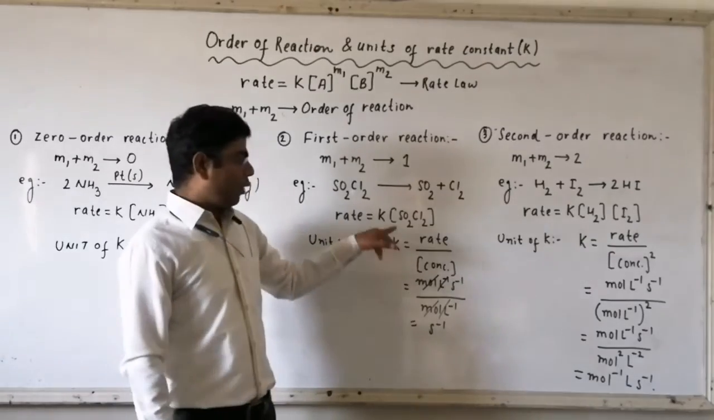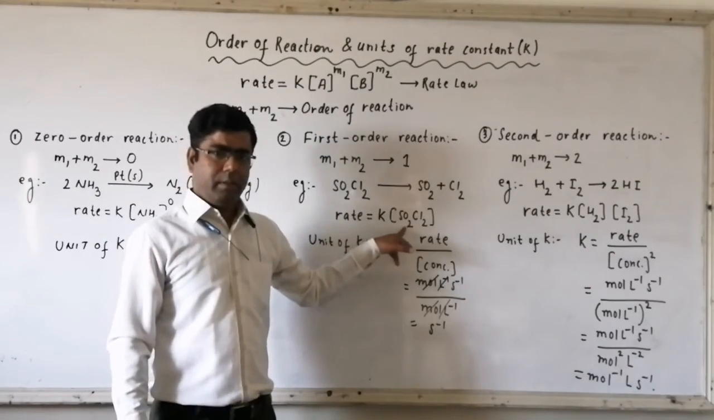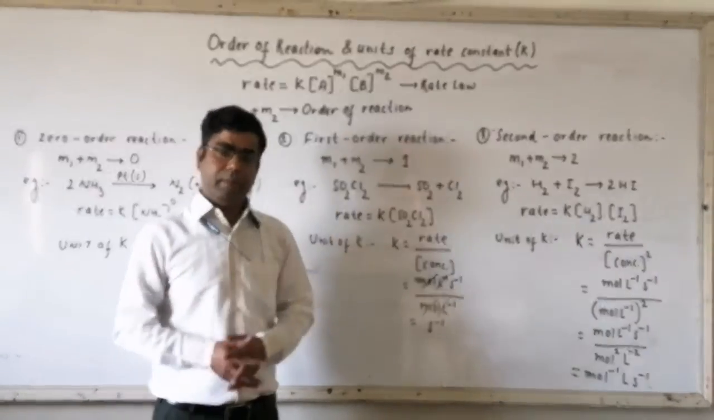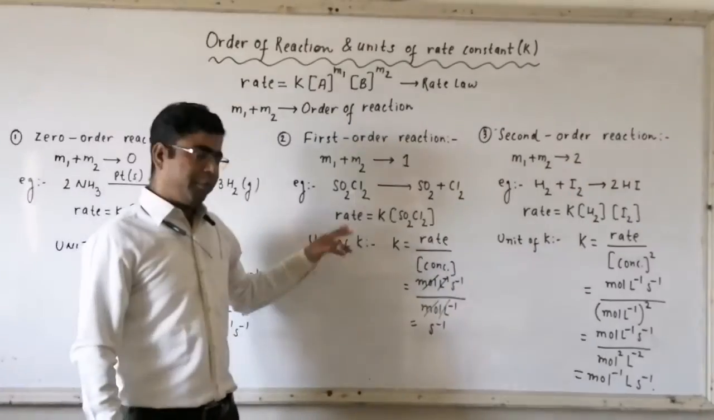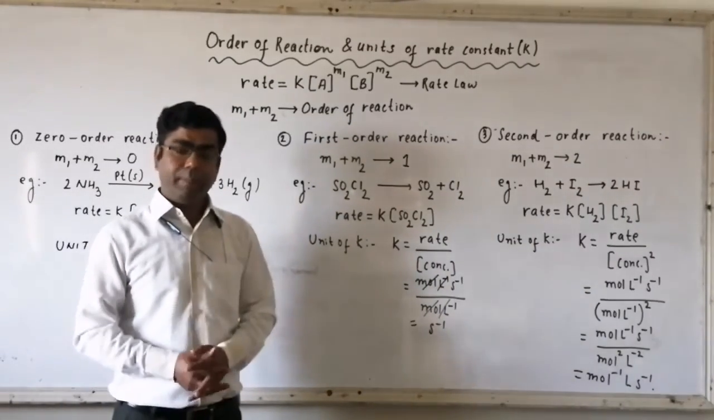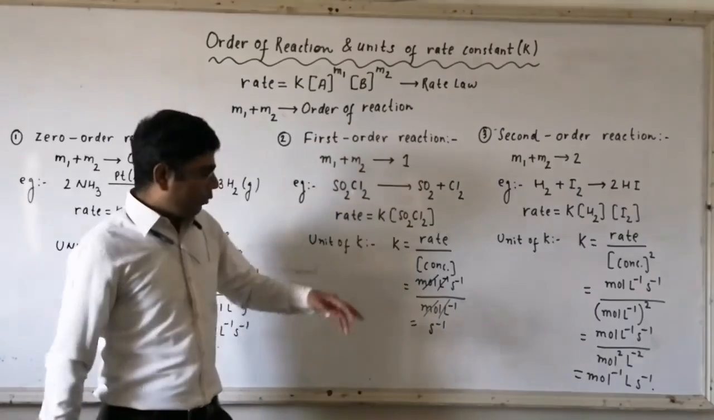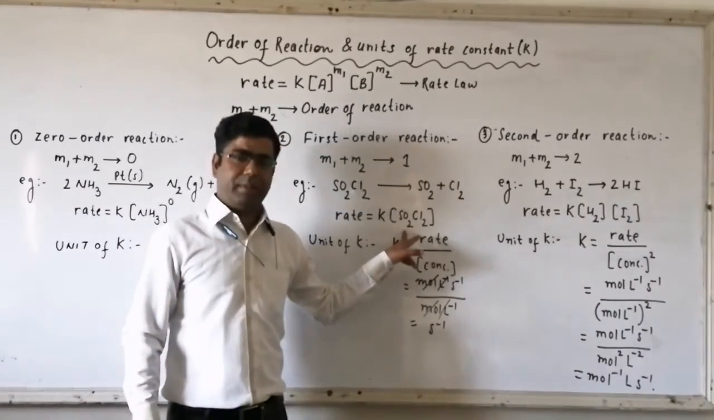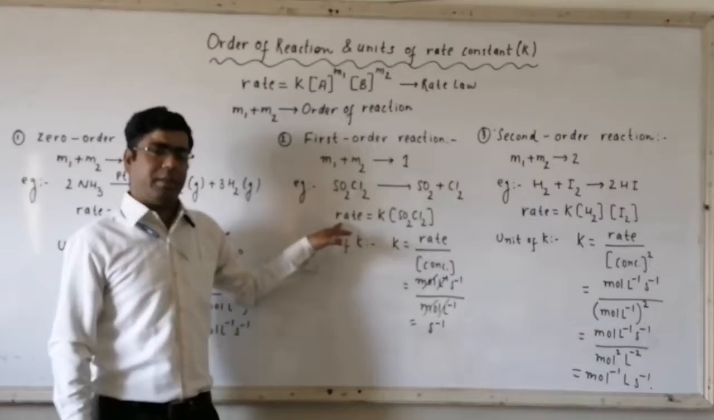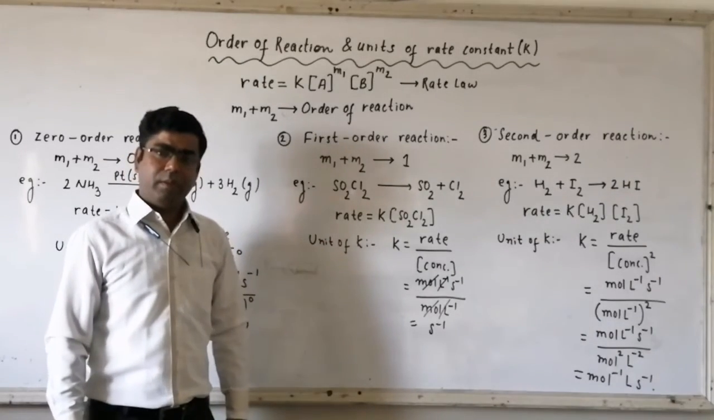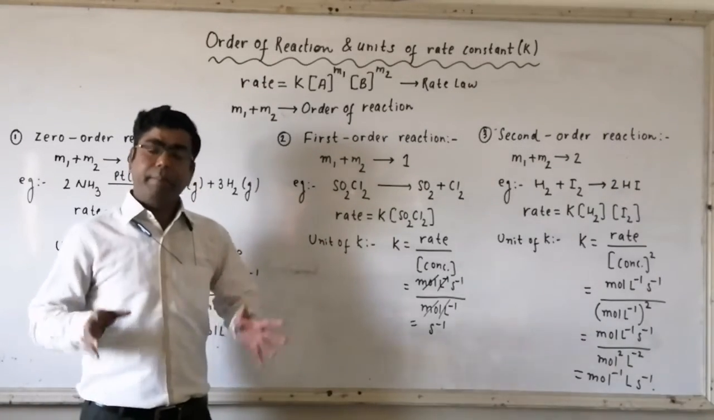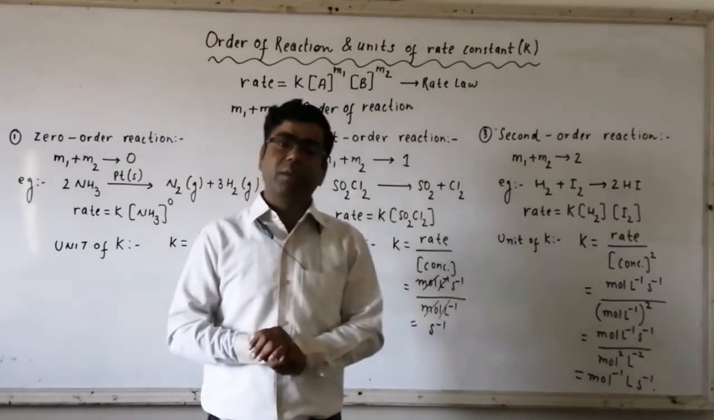If the concentration of reactant becomes double, then the rate of reaction will also be double. If the concentration of reactant becomes 3 times, then the rate of reaction also becomes 3 times. So here, rate depends on the concentration.